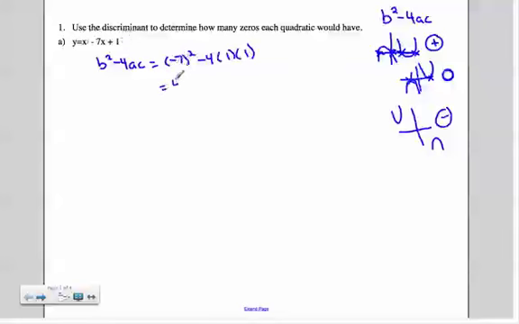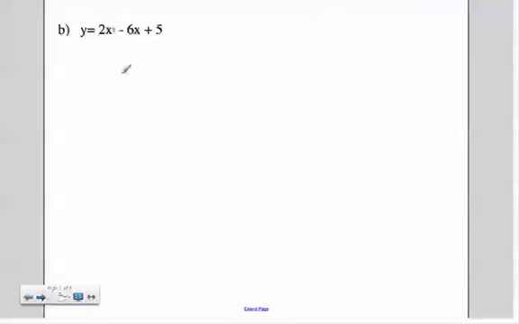Negative 7 squared is negative 7 times negative 7, which is 49, minus 4 times 1, which is 4, which gives me 45. I don't care about this. All I care is the fact that it's positive. Therefore, this quadratic would have 2 zeros. It would cross the x-axis in 2 places.